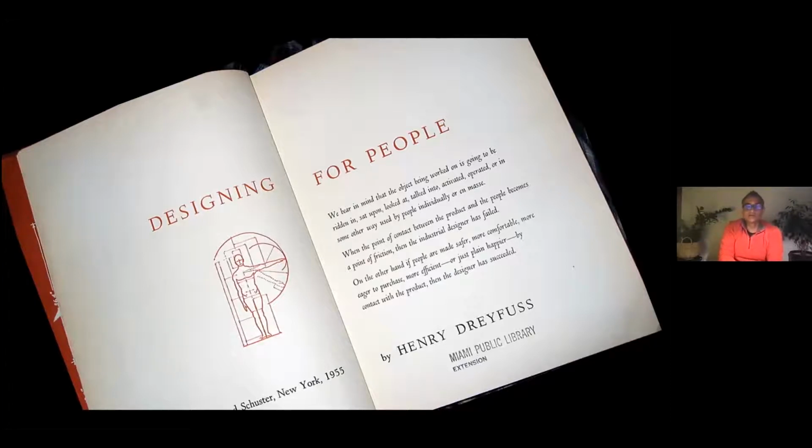So Dreyfuss talked about this notion that when we design something, it is actually used by people. If you're designing a chair, people sit on it. If you're designing a handheld device, people are holding it. So thinking about the human body and the relationship of the human body to this object is really important when you think of design. So there's a really interesting and important idea that you take into account when you design for people.